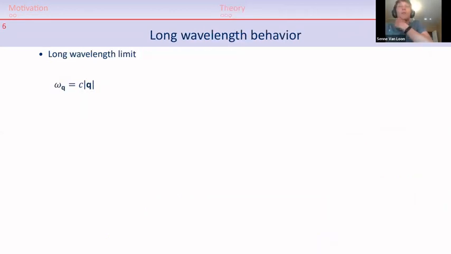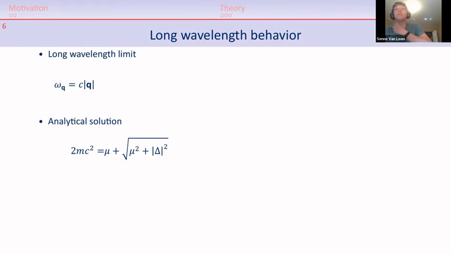So now on to some results, and I'll again first start at the long wavelength behavior, where the collective mode dispersion is just linear, with c being the speed of sound. And again, 2 dimensions are nice because you can find these simple analytic solutions.